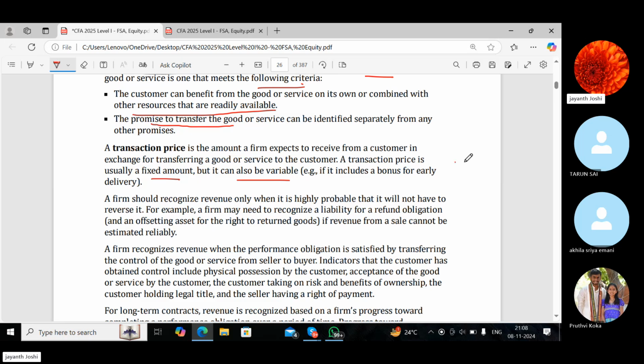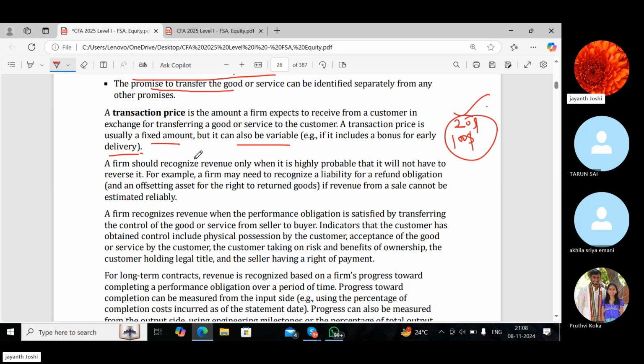You may fix it, or you may increase or decrease it if it includes a bonus for early delivery. That means you have fixed a price of $100, but suddenly you are demanding $20 extra for early delivery charges. A firm should recognize revenue only when it is highly probable that it will not have to reverse it.